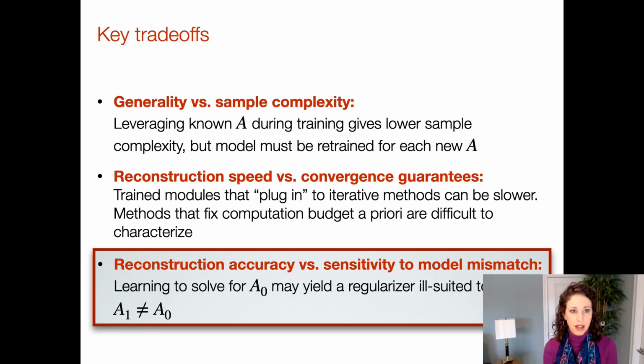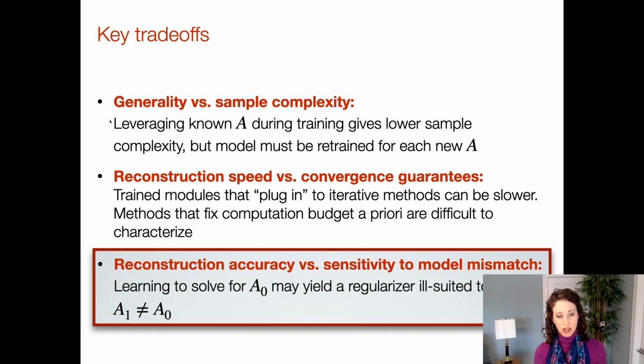I mentioned at the beginning some of the key trade-offs that we wanted to explore in the context of learning to solve inverse problems. So the first was generality versus sample complexity. So let's think about the contrast between methods like the Neumann network, which use the forward model A throughout the training process, and decoupled approaches like those based on generative models.